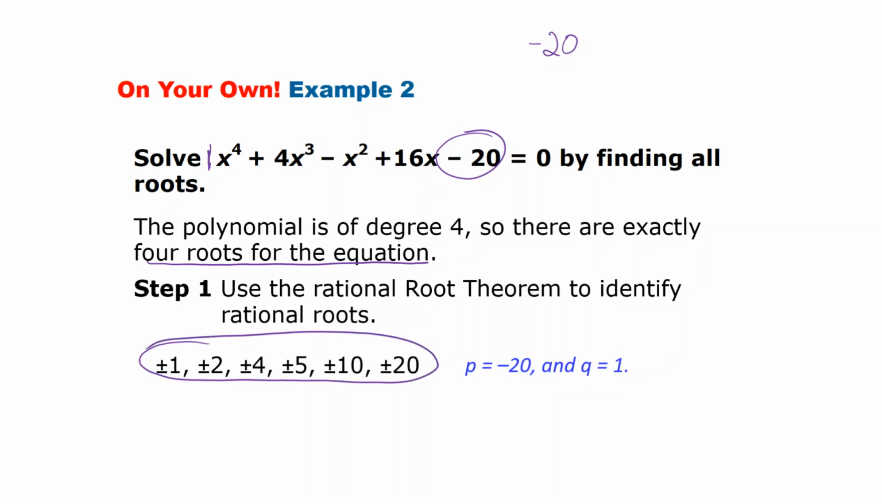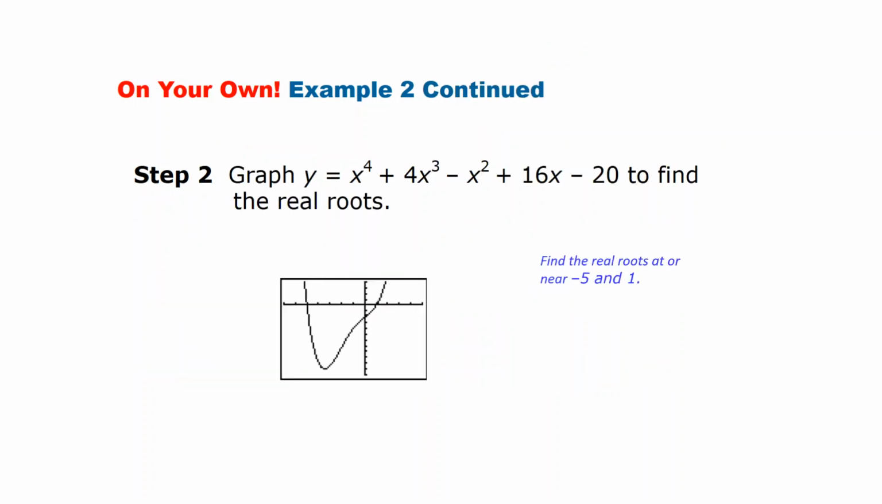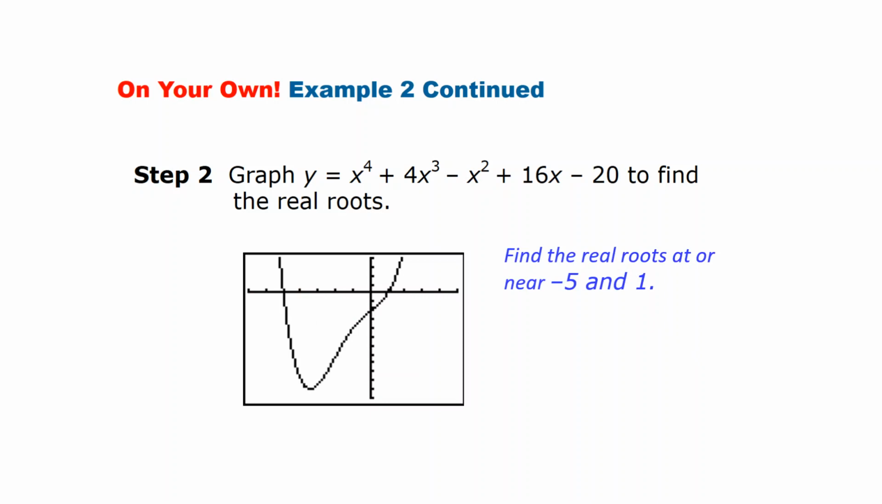Next, you want to put it in your calculator and graph it and see what that looks like. When you put it in your calculator, we see that it looks like it's hitting at negative 5, and negative 5 was one of our factors of 20. We also see one at positive 1. So the very first thing we want to do is verify if negative 5 and 1 are truly factors of this polynomial. So we're going to do our synthetic division to check and find that out.